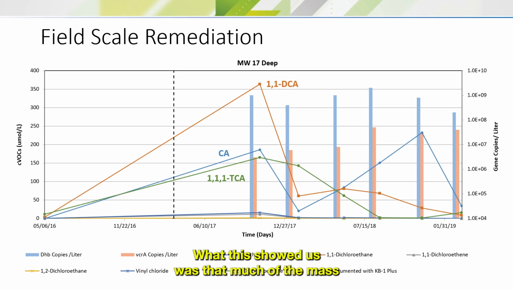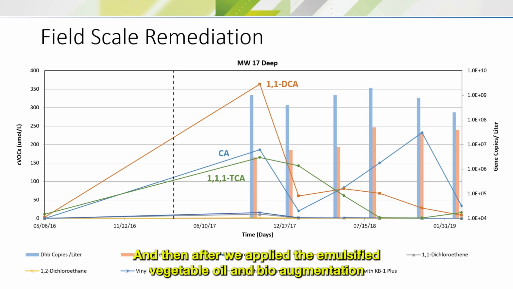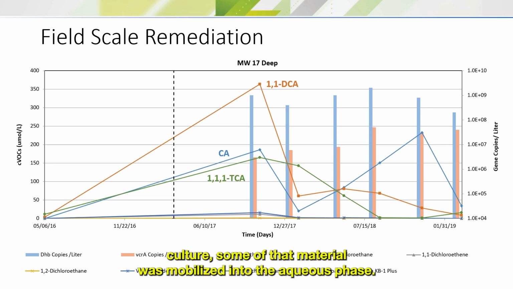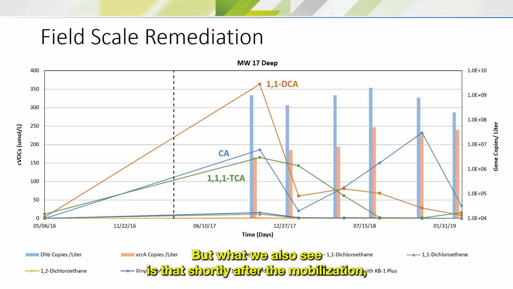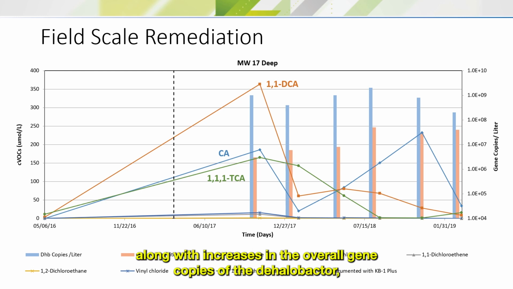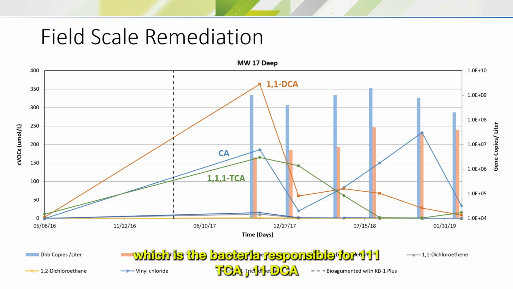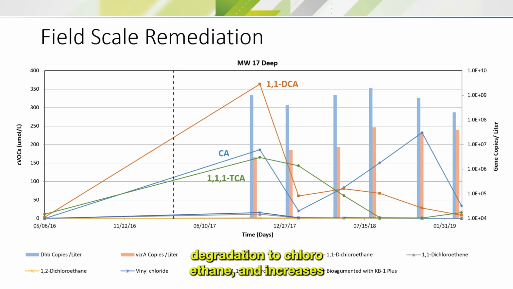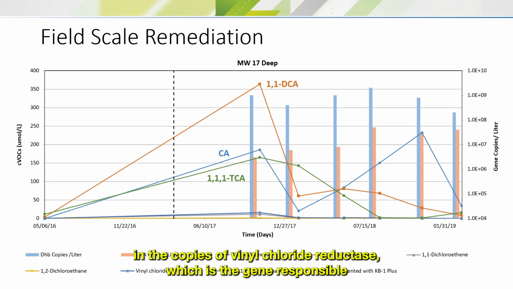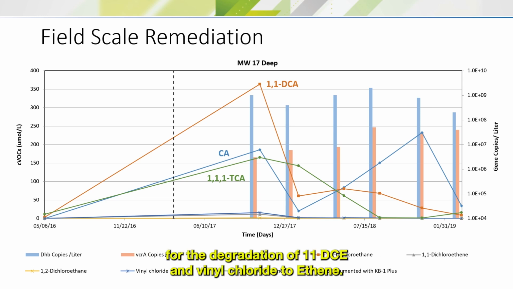What this showed us was that much of the mass was sorbed to the geologic phase in this site, and that after we applied the emulsified vegetable oil and bioaugmentation culture, some of that material was mobilized into the aqueous phase. But what we also see is that shortly after the mobilization, concentrations began to decrease dramatically, along with increases in the overall gene copies of Dehalobacter, which is the bacteria responsible for 1,1,1-TCA and 1,1-DCA degradation to chloroethane, and increases in the copies of vinyl chloride reductase, which is the gene responsible for the degradation of 1,1-DCE and vinyl chloride to ethene.